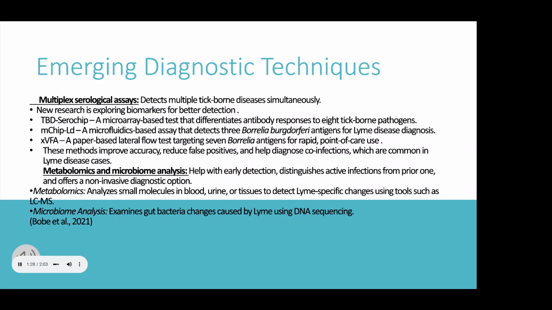And then in addition to serological tests, metabolomics and microbiome analysis are emerging as powerful tools for early Lyme disease detection. So it involves analyzing small molecules in blood, urine, or tissues to detect Lyme-specific changes using tools such as liquid chromatography and mass spectrometry. On the other hand, microbiome analysis looks at changes in gut bacteria caused by Lyme, using DNA sequencing to provide further diagnostic insights.